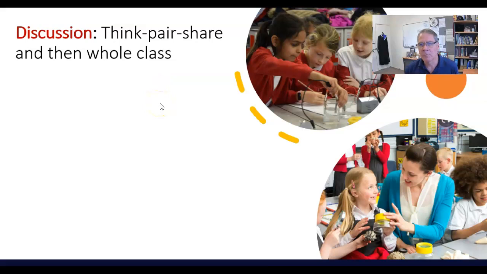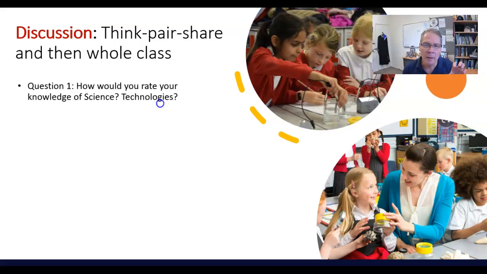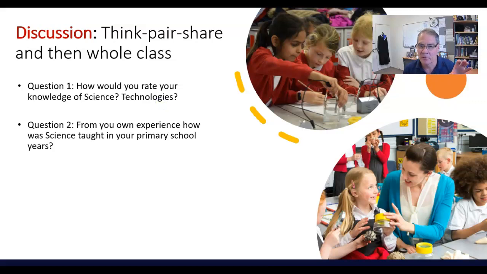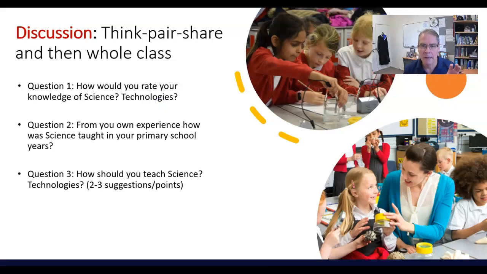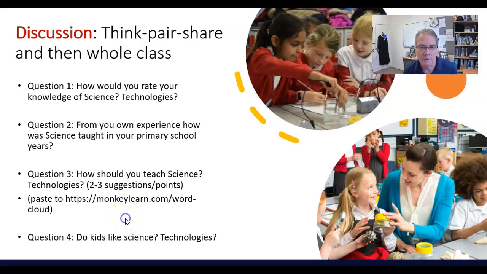The first thing I want you to do in class is a discussion. If you're at home and online, I'd like you to think about these things. How do you rate your knowledge of science from your own experience? How is it taught? And how should you teach science and technology? Put those first two questions together and say, I think you should teach science this way, in two or three things. Then I'll get you to paste those words into a word cloud, and we'll see what that develops.